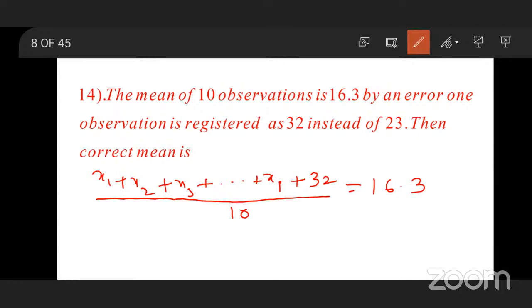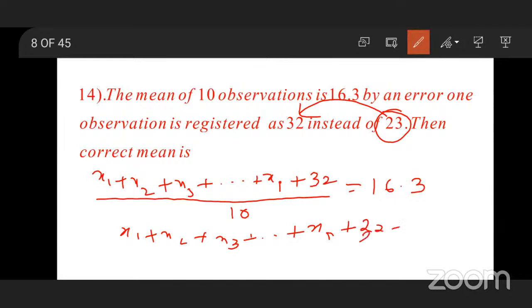The sum is 16.3 but in place of 23, what was entered is 32. What is the difference between 32 and 23? It is a difference of 9. That's why x1 plus x2 plus x3 and so on up to x9. 32 can be written as 23 plus 9, that is 32 minus 9. What you want as the new mean is 23.